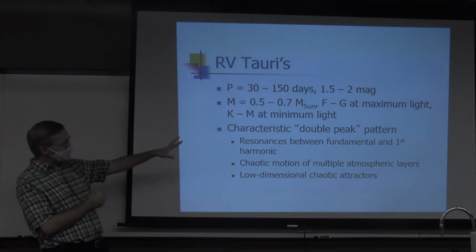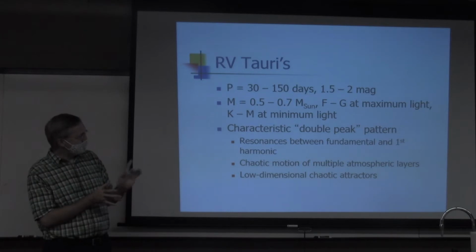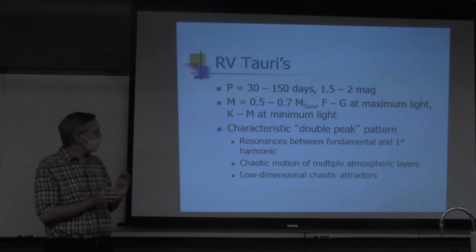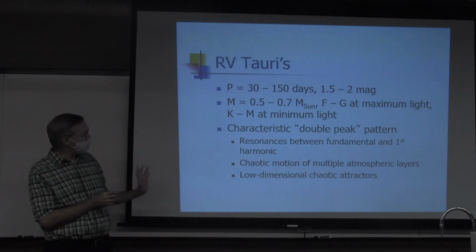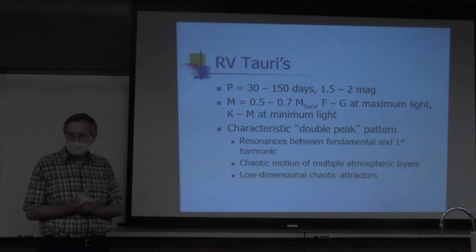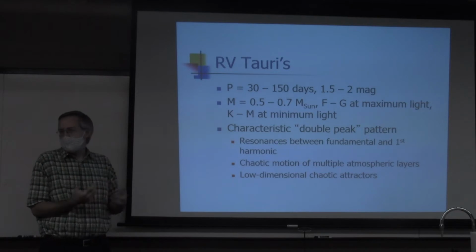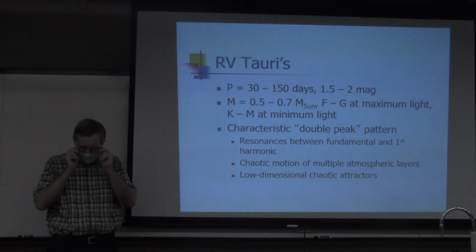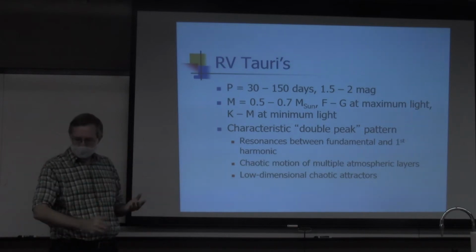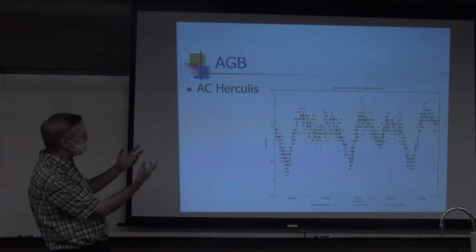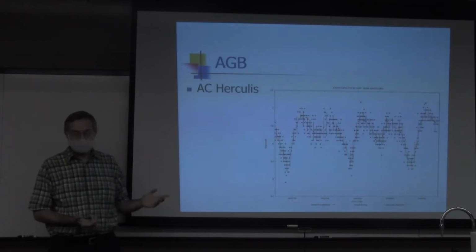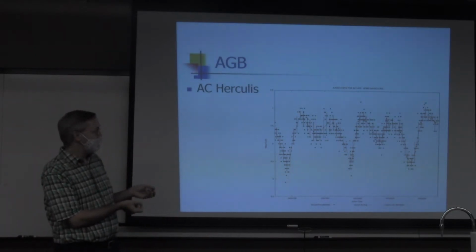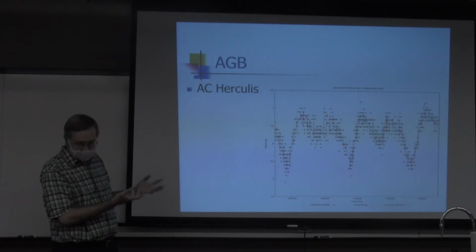So F through G, this is sort of a little bit warmer than the sun, and at minimum light K through M, these are significantly cooler than the sun. These are sort of yellow supergiants. What's interesting about them is that they have this double peak pattern in their light curves, which looks like this. And so they have alternating primary and secondary minima, which I often describe as looking like a camel's hump.